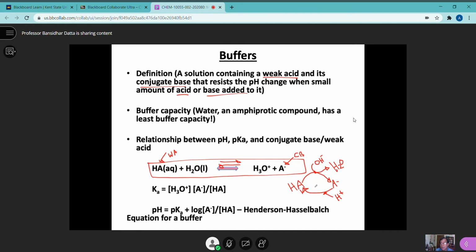So that's the buffer. And this reaction that I'm showing you is related to buffer capacity. Buffer capacity. This is the cycle that you saw: HA converting to A minus, converting back to HA, when you add a small amount of base or a small amount of acid.